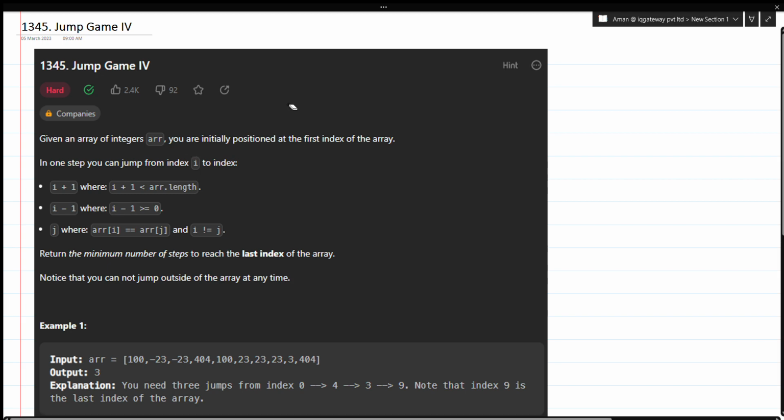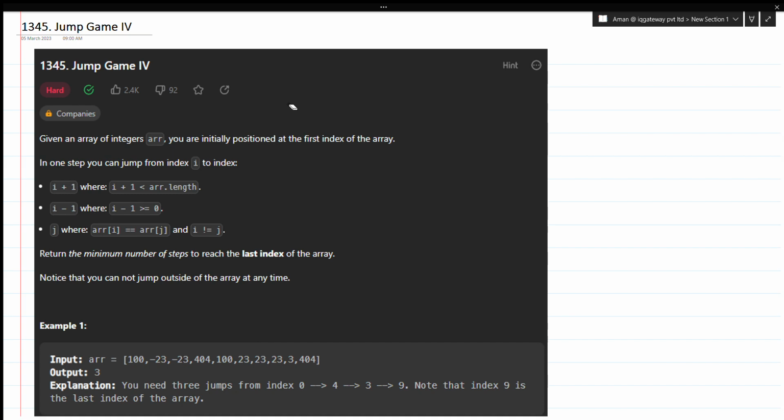Hi everyone. So let's start solving today's LeetCode question 1345, Jump Game 4. There are different versions of Jump Game. This is the fourth version and this is marked as hard. I don't think it is a hard problem, but let's see why it is not a hard problem. So let's understand the question first.